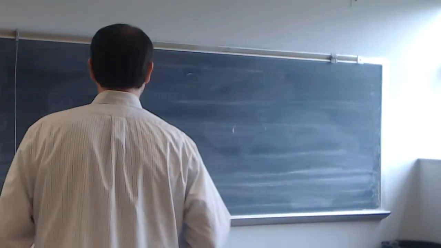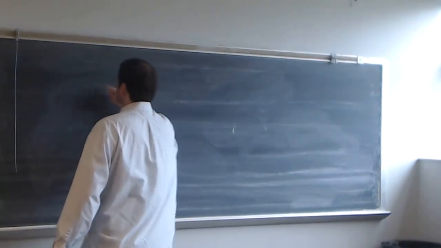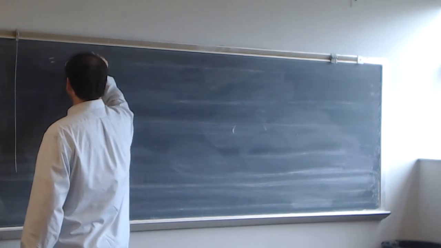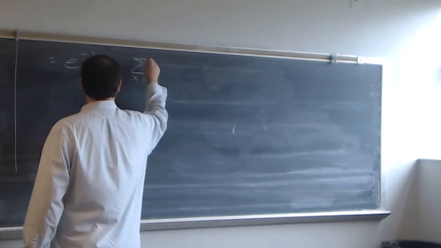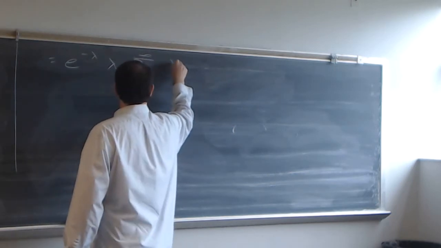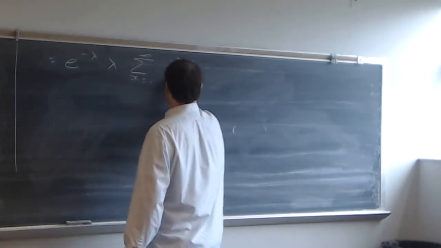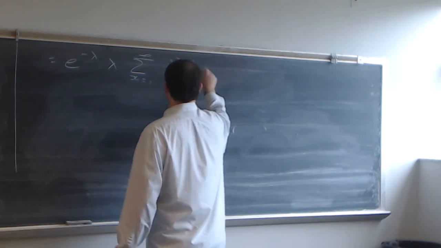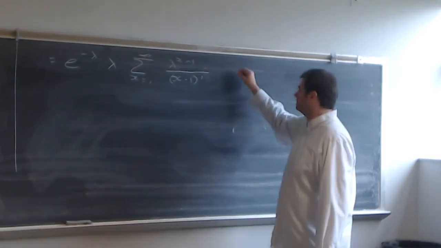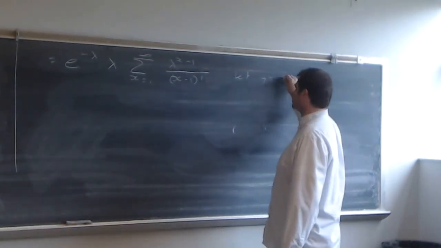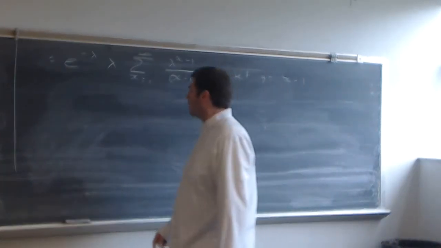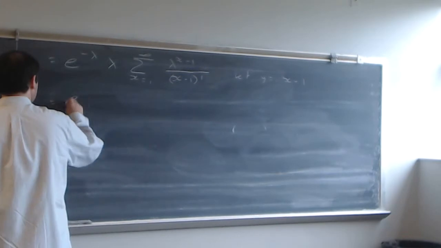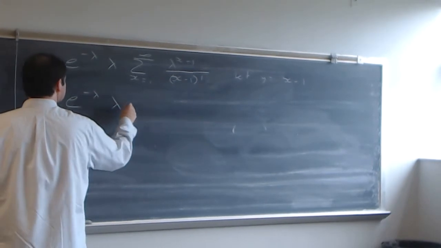Okay, so this is equal to e to the minus lambda, lambda, and then this is the sum as x runs from 1 to infinity of lambda to the x minus 1 over x minus 1 factorial. If we let y be equal to x minus 1 to change the index, we still get the same quantity, it just looks different.